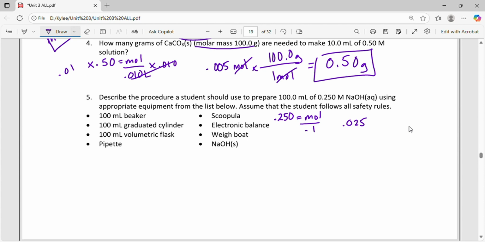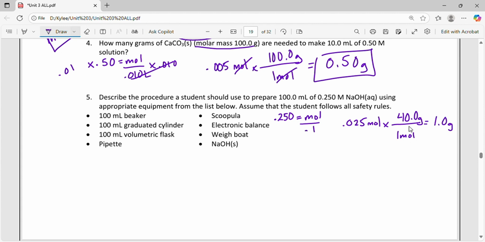0.025 is going to be the number of moles I have, and I'm going to figure out how many grams that is by multiplying by the molar mass of sodium hydroxide. Molar mass of sodium hydroxide is around 40. So I'm going to take 0.025 times 40, and I actually get 1 gram.